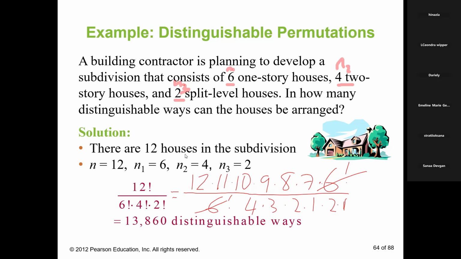Now when you multiply the top, you're going to get a number. When you multiply the bottom, that will give you 24 times 2, that's 48. Multiply the top, that will give you a number over 48. So when you do the division, you get 13,860 distinguishable ways. Is this clear? Yes. Okay. That's how you use distinguishable permutation.